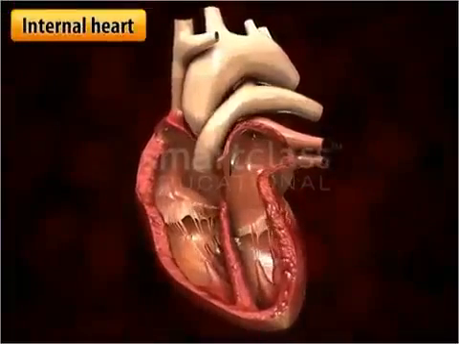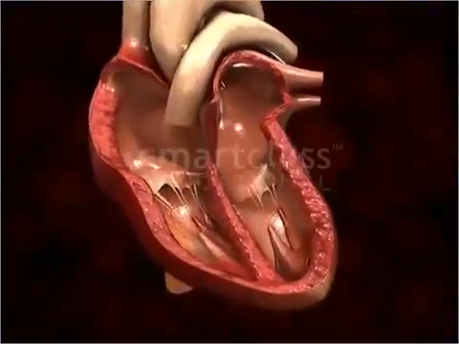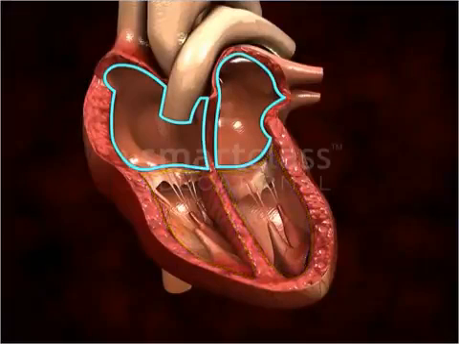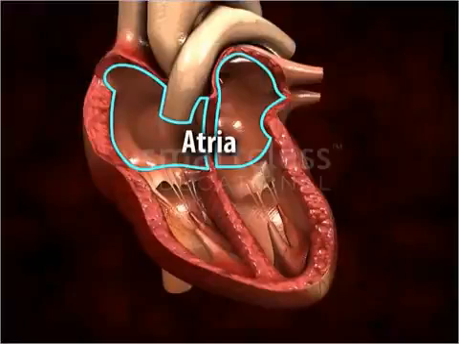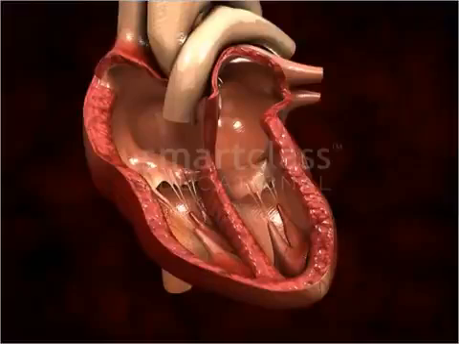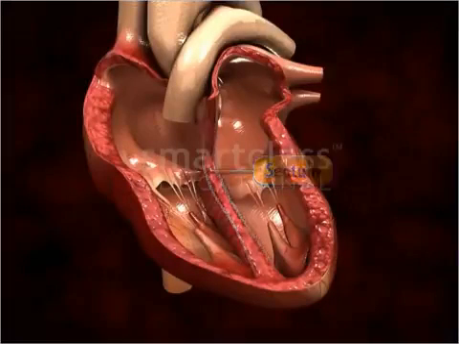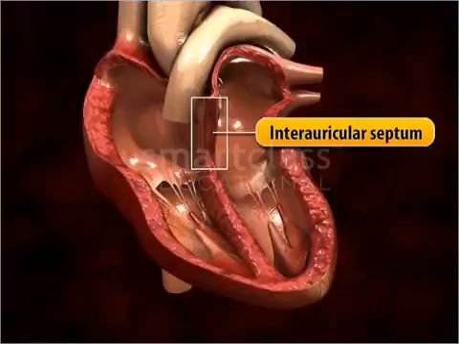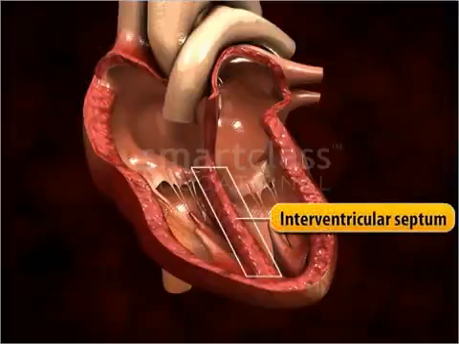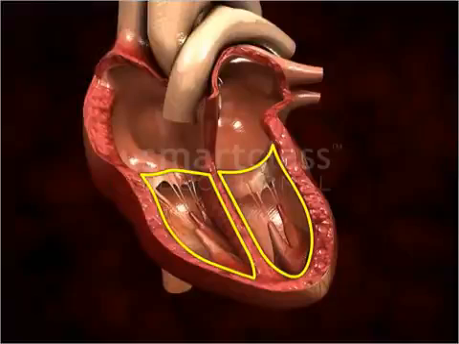This is the internal view of the heart. There are 4 chambers, 2 upper and 2 lower. The upper 2 chambers are called atria and the lower 2 are called ventricles. The thick muscle wall running down the middle of the heart is called septum. The interauricular septum separates the right and left atria, while the interventricular septum separates the right and left ventricles.